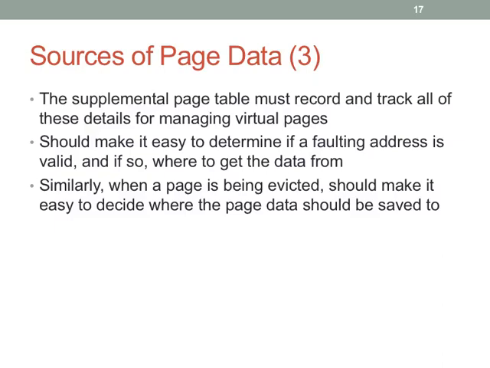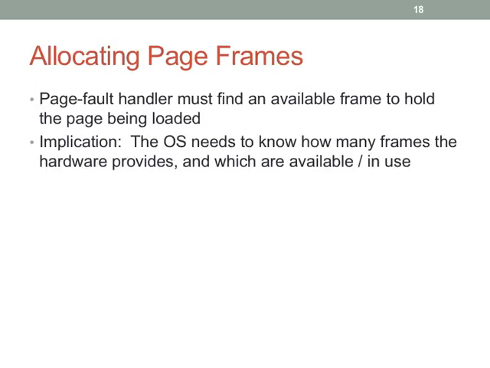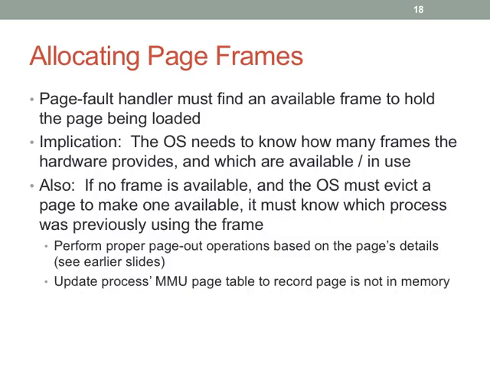Okay, allocation. We have to be able to find a frame to hold a page being loaded, which basically means the OS has to know what frames are available, who's using frames. And it turns out that there may be a little bit more information you'd like to record about frames as well.